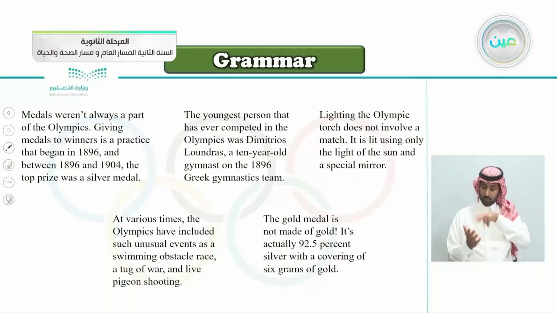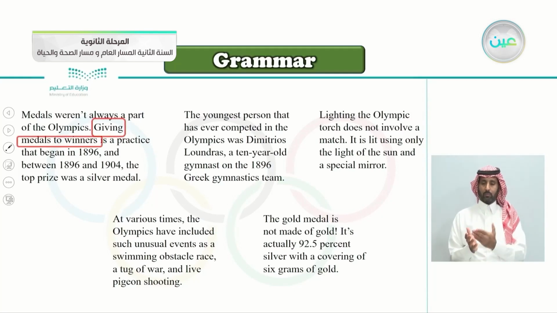Okay, let's try to find them together. For example, here: giving medals to winners. Giving medals to winners is a practice that began in 1896. So this is a gerund phrase, giving medals to winners. So this is the first one. Can you find me another one also here in this page?